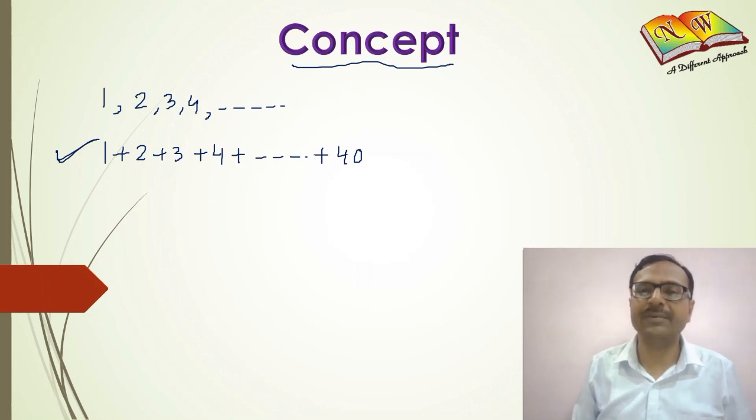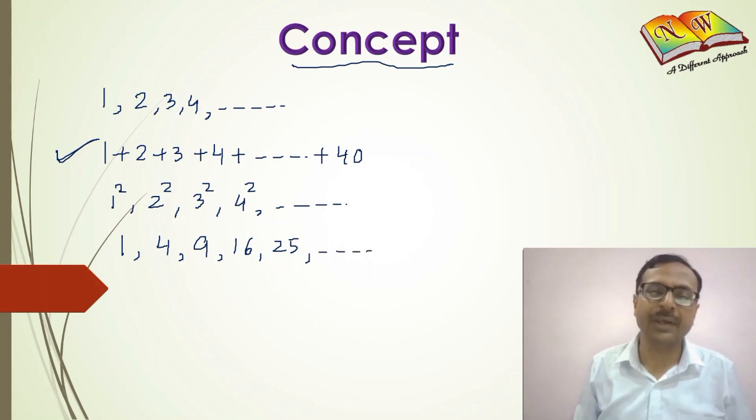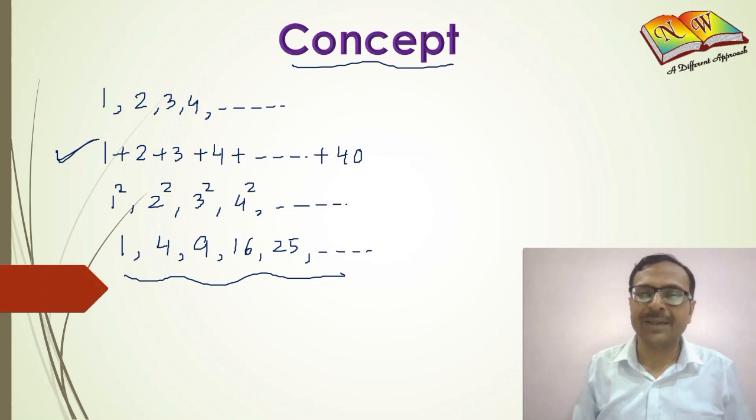Likewise, you have the squares of natural numbers, that is 1 square, 2 square, 3 square, 4 square. If you observe these squares, 1 square is 1, 2 square is 4, 3 square is 9, 4 square is 16, 5 square is 25, and so on. There are patterns in squares as well. Those patterns are to be studied in this particular activity.